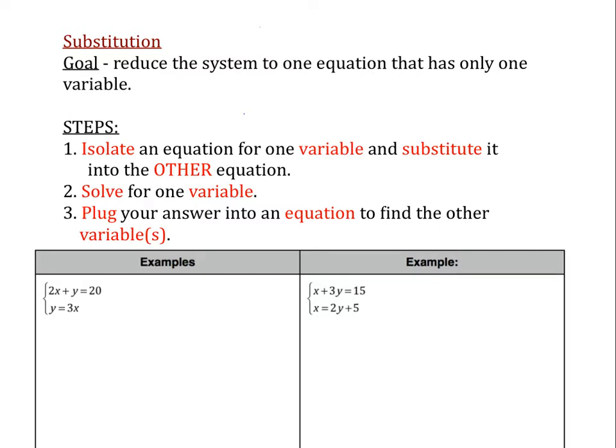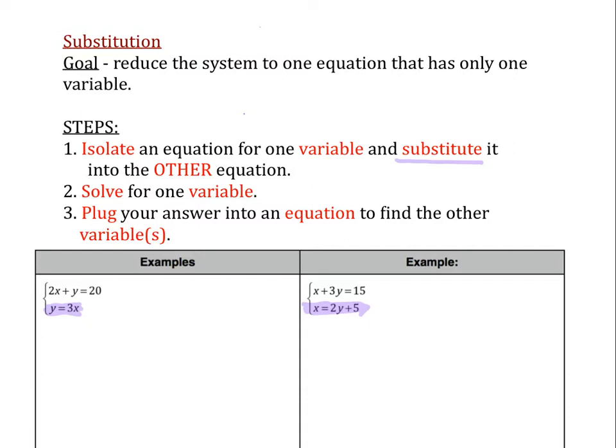But with substitution, our goal is to reduce the system to one equation that has only one variable, because when there's one variable, we can go through and solve for that variable. So first, we are going to isolate an equation for one variable and substitute it into the other equation. When I mean isolate, I mean I'm looking to get y equals, or I'm trying to get x equals, like I have in these two. So for both of these examples, I don't have to do any work to isolate the equation. All I have to do is substitute it into the other equation.